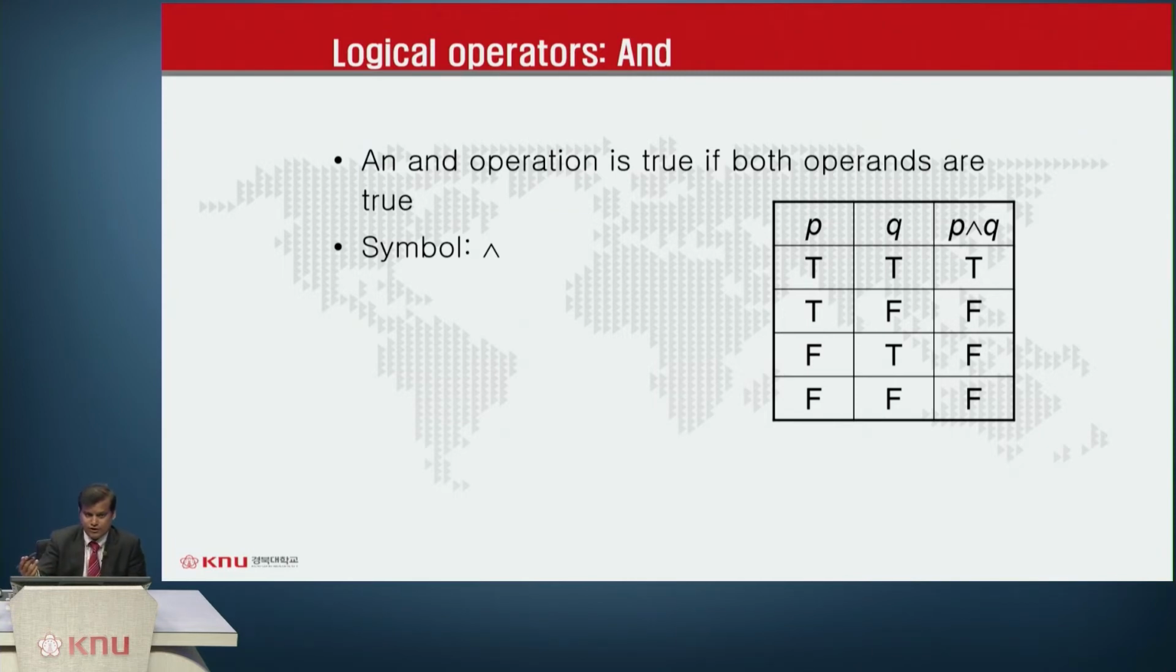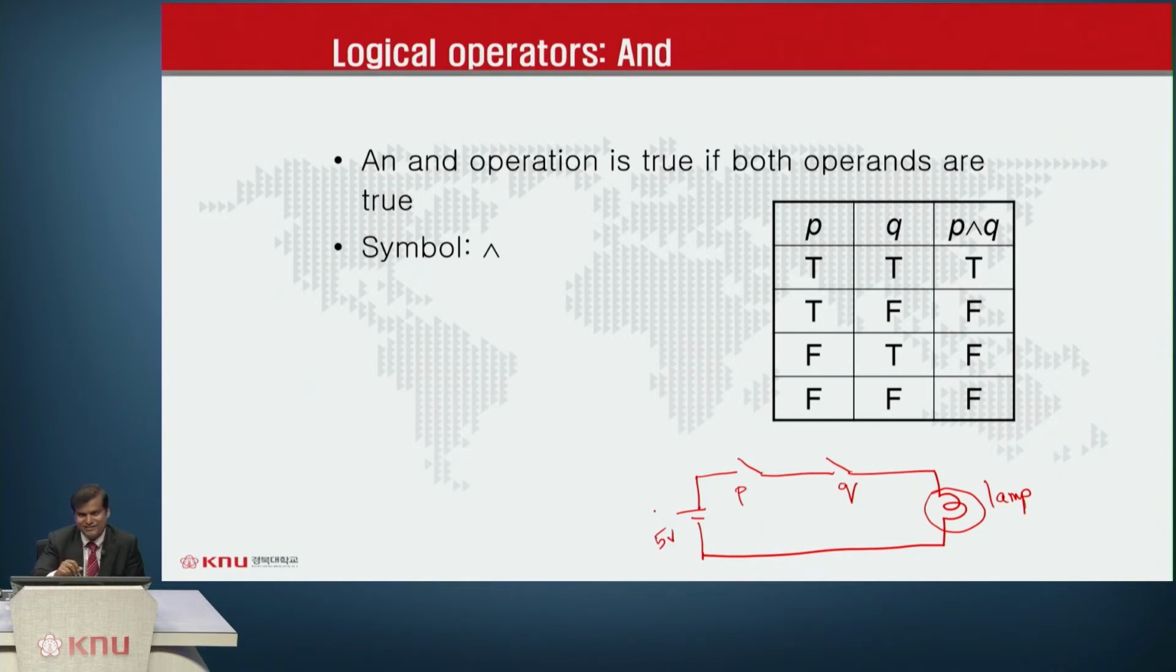In fact, you can represent this by means of a circuit. Say, for example, you have a switch. So let us say we have two switches. So you have switch P and switch Q, and here you have a lamp, and you have this battery. So you have, say, 5 volt.